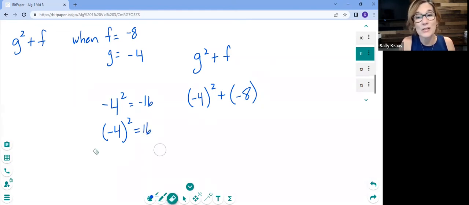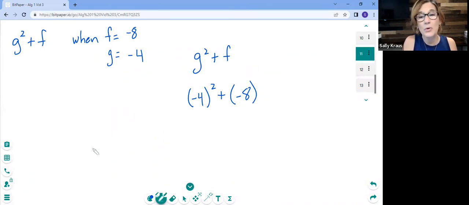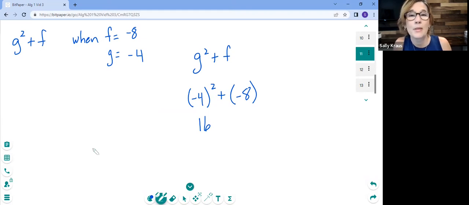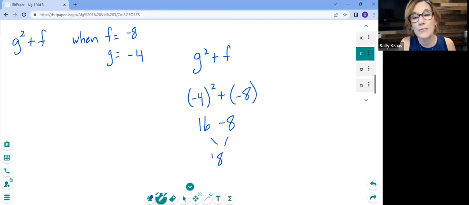Big difference. Big difference. Okay, we're erasing that because it's not exactly part of that problem. I just wanted to point that out. So we have 16, plus -8. Plus a negative is the same as minus. 16 minus 8 is 8.